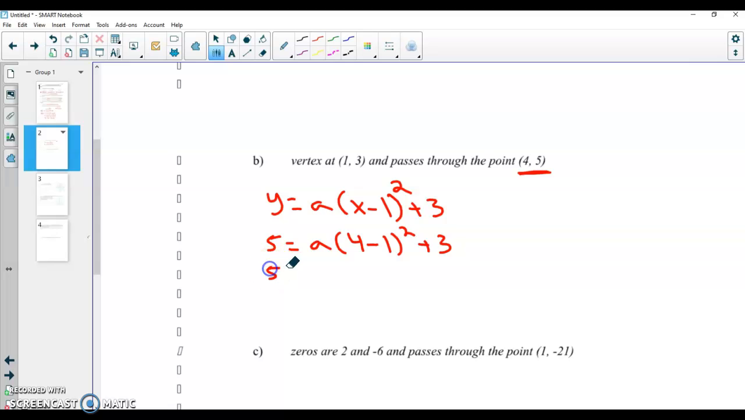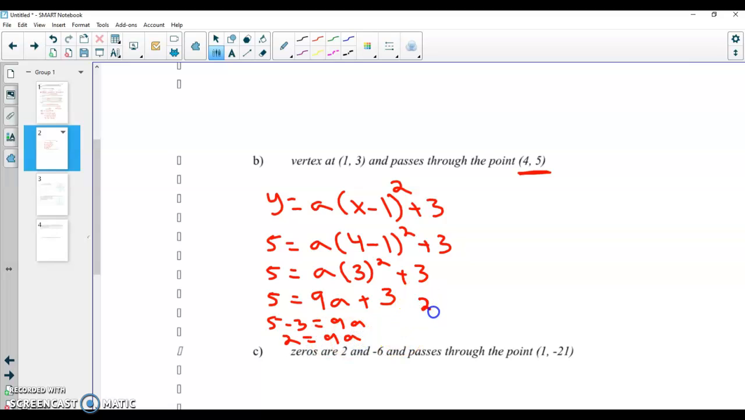So 5 is equal to a times 3 squared plus 3. So 5 is equal to, 3 squared is 9, so 9a plus 3. So what that means is that if we want to solve for 9a, we have to do inverse operations. So we send the 3 to the other side, and we get 5 minus 3 is equal to 9a. And so 2 is equal to 9a.